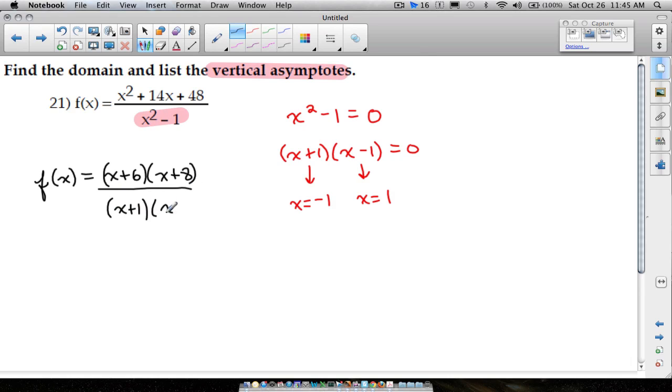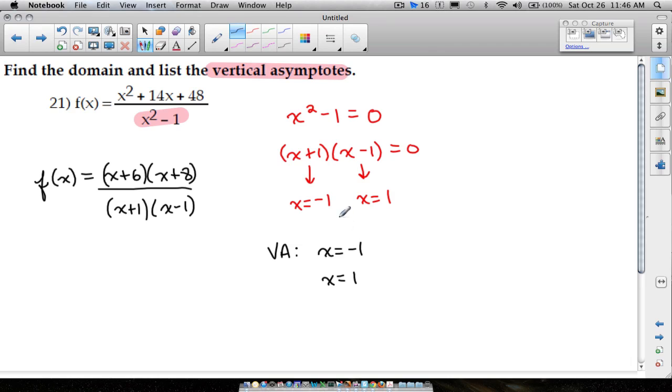Now notice this thing will not simplify. Nothing cancels out. Therefore, both of these are vertical asymptotes. Had something canceled out, it would have been something called a hole. We've talked about it in class, but we don't have any holes here. Since neither one of these canceled out, they're both vertical asymptotes. So we have two answers. We got x equals -1, and we have x equals +1.